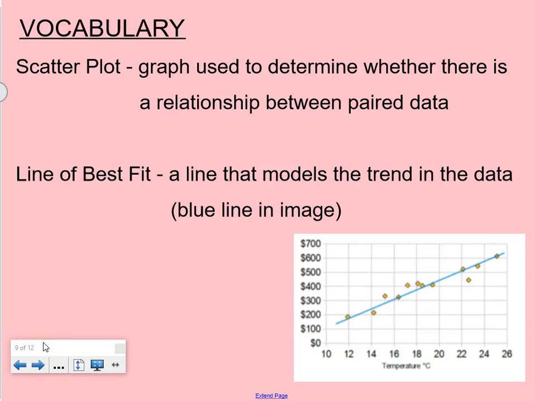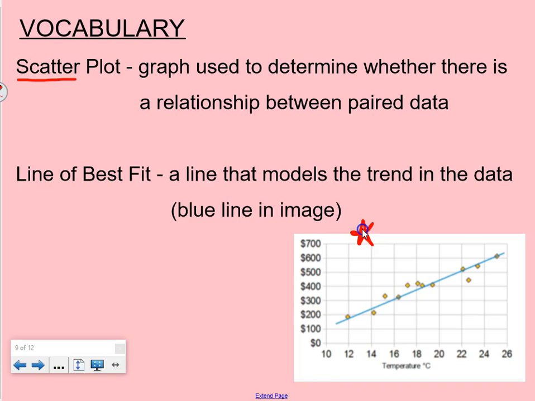Some vocabulary. This is already written down for you, so just listen. A scatterplot is a graph used to determine whether there is a relationship between paired data. If you look down here, here is an example of a scatterplot. Those yellow dots are just scattered onto the graph. That's a scatterplot. Not all the points line up in a nice straight line, they're scattered, hence the name scatterplot.